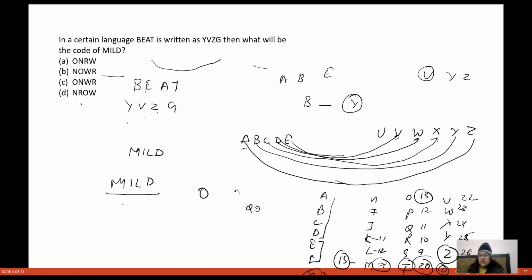Then let us think about I. Where is I? I is the ninth one. Fine, so you have to find now the ninth one.